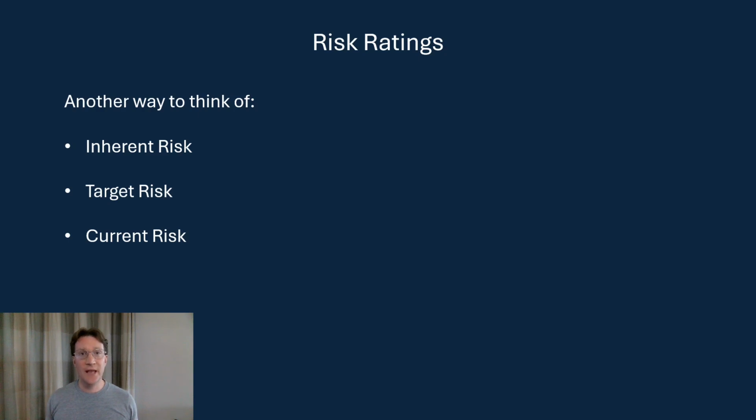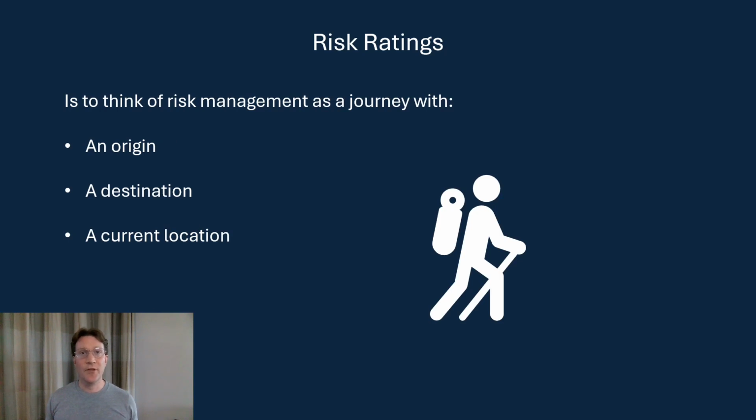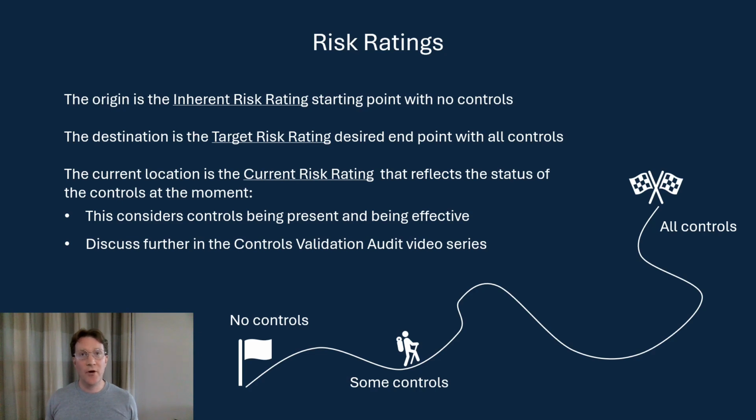We can also think of inherent risk, target risk, and current risk as being like a journey with an origin, a destination, and a current location. We start off at the point of origin with no controls in place. We want to arrive at the destination with all controls in place. And currently we have some controls in place as we are partway through the journey. As mentioned, we don't really look at current risk when we're doing the security risk assessment, but I'm still mentioning this for completeness of understanding. We will know the current risk ratings once we've done the controls validation audit.